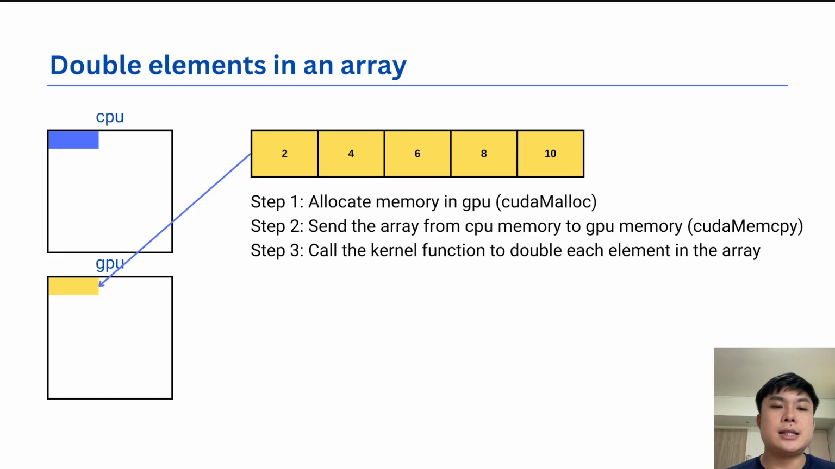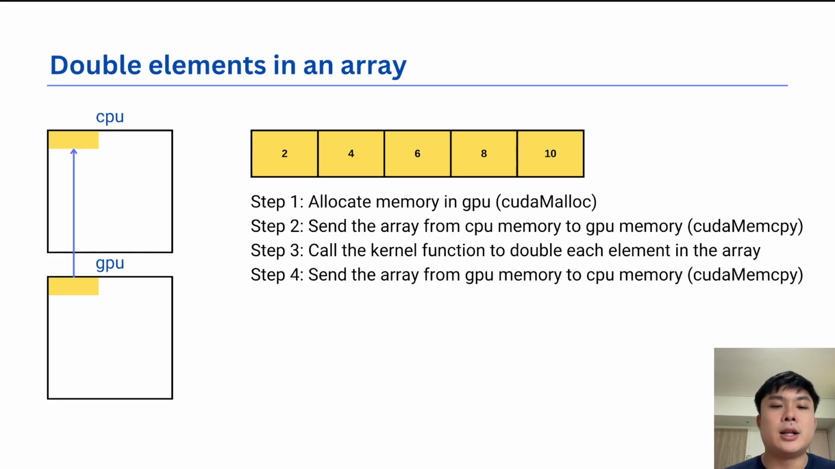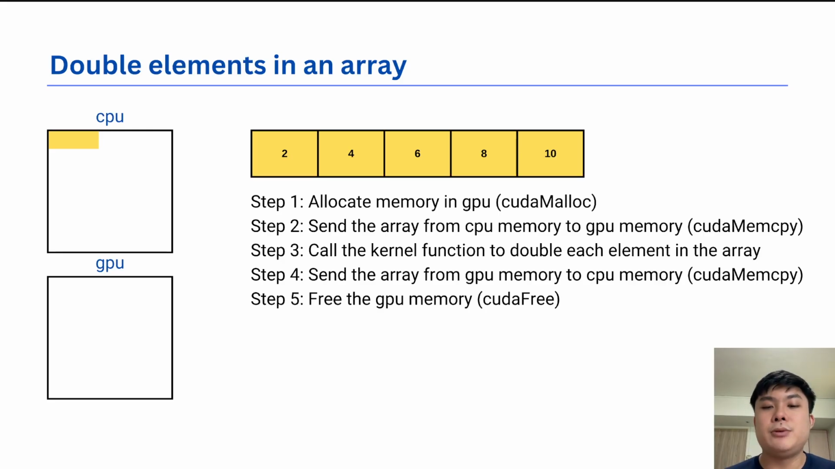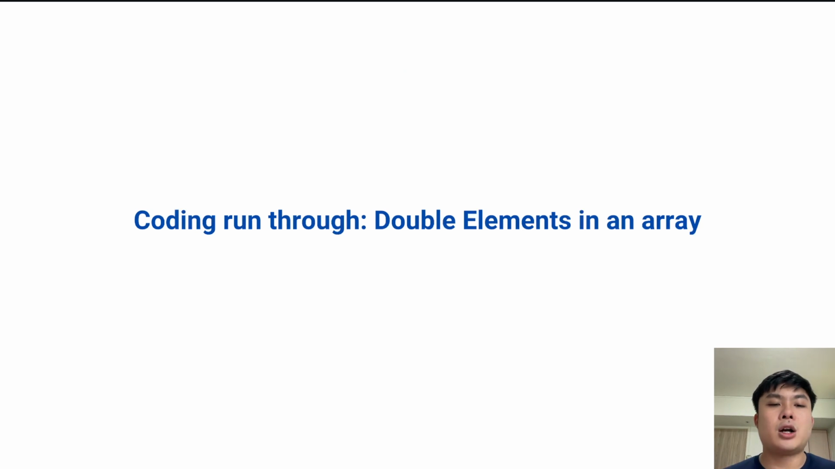So for example, in this case, the array is now 2, 4, 6, 8, 10, and all the elements have been doubled. However, this change is only being reflected in the GPU, and we are still unable to access it from the CPU. So we need to do another cudaMemcpy to send the array from the GPU memory to the CPU memory. And lastly, once we have done all these operations, we want to free the GPU memory using cudaFree. Now we'll go through a coding run-through where we'll double elements in an array using CUDA.